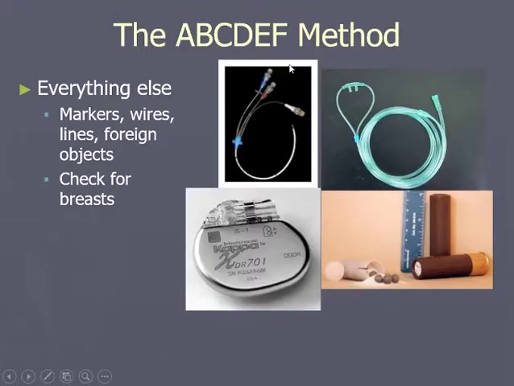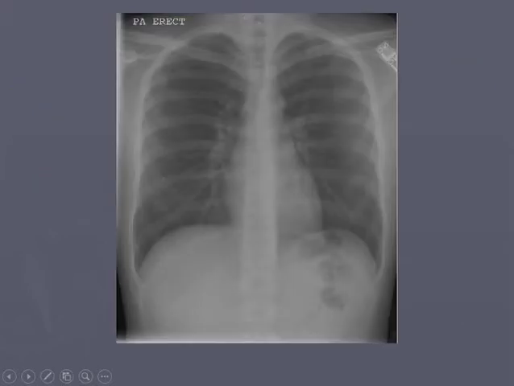E is what I call everything else. Markers, lines, foreign objects. You also want to check for breasts, because sometimes breasts, especially large pendulous breasts, can cover a part of the chest x-ray. And in our example, the only foreign object we have is this marker up here. It says L for left, and typically when we shoot an x-ray, we will see a marker there to differentiate left from right.